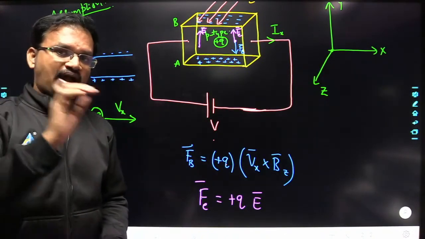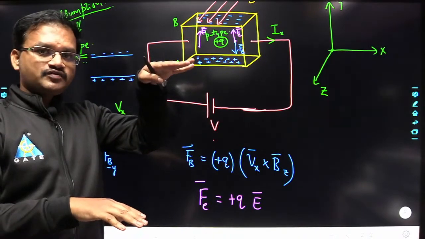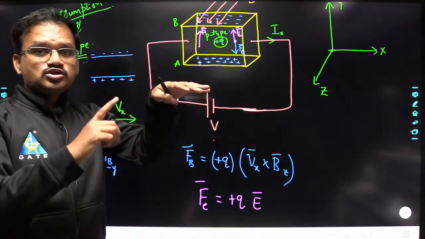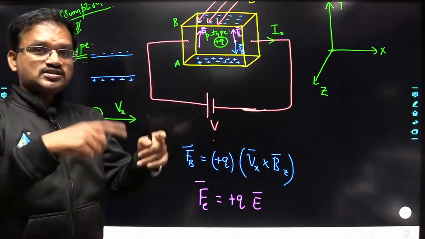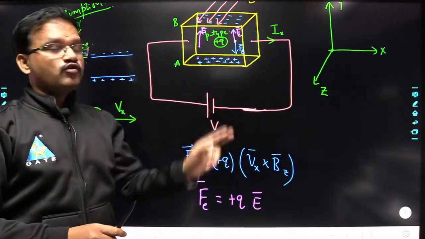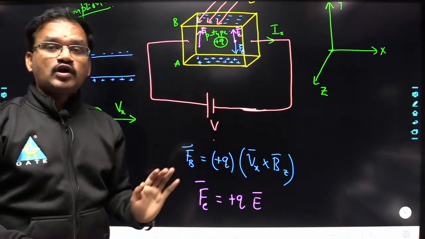So initially only the magnetic force is acting. Because of this magnetic force, there will be accumulation of charge. Because of this accumulation, an electric force develops opposite to the magnetic force direction. As the accumulation goes on increasing, this electric force will also go on increasing. At one stage, this electrical force will become equivalent to the magnetic force. That condition we call what?